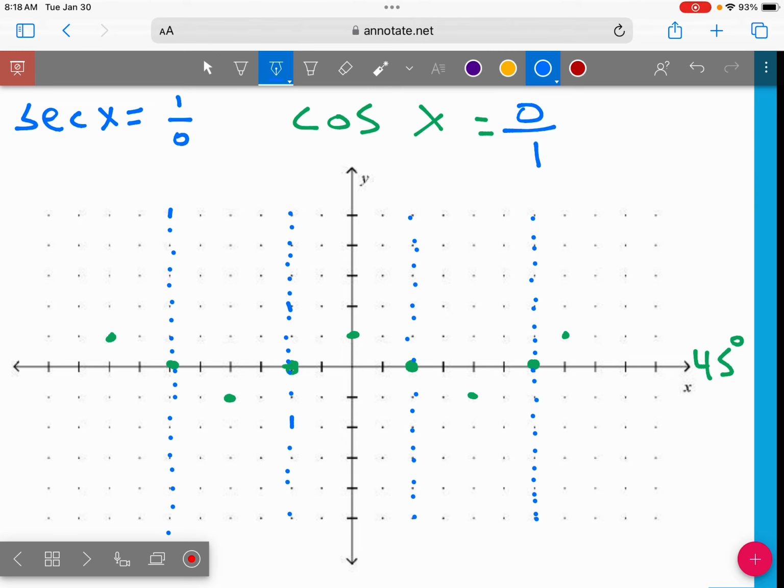Another reason is when cosine of x equals 1, if you flip 1 over 1, it's still going to be 1 over 1. So when cosine of x equals 1, secant of x equals 1. When cosine of x equals negative 1, secant of x equals negative 1. Any questions with that? So all of these points, the top and bottom points on our graph, are going to be points on our secant graph as well.